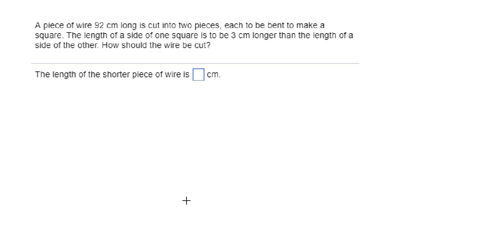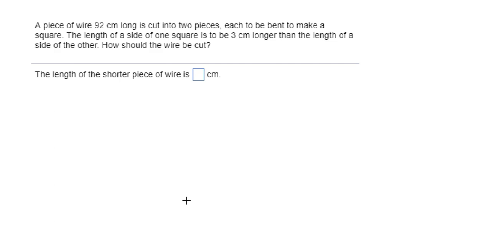The length of a side of one square is to be 3 centimeters longer than the length of a side of the other. And so one square is going to be bigger than the other square. Right? One square will have sides that are 3 centimeters longer than the other square. So how should we cut this wire to make 2 squares that have this relationship, that one has sides that are 3 centimeters longer than the other?